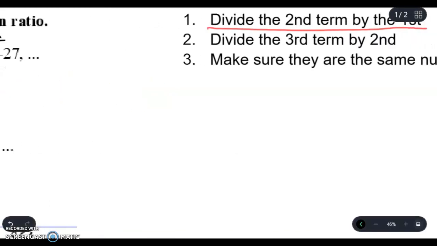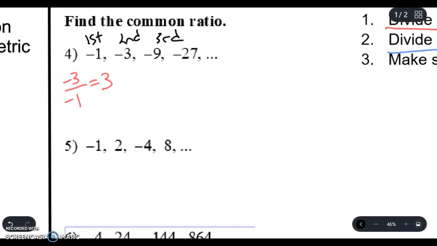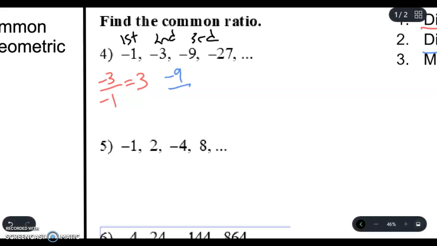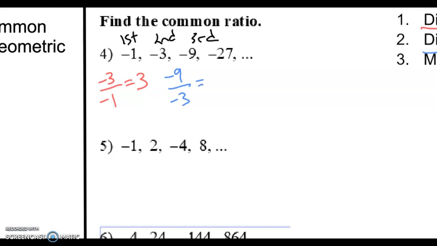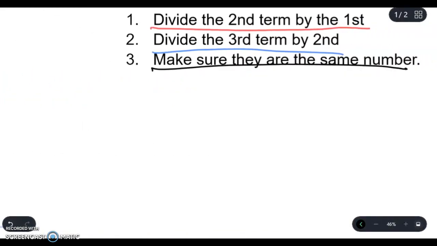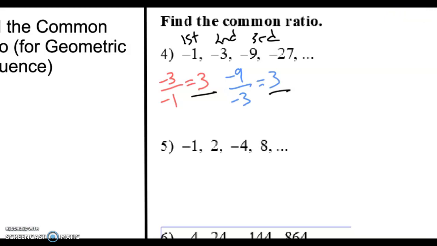All right, and then the next step is to divide the third term by the second. So we're going to take the negative 9 and divide it by negative 3. Two negatives here make a positive. 9 divided by 3 is 3. And then the third step, make sure you got the same number. And they're both the same. So this is a common ratio. What's going on is that the number is being multiplied by 3. And that's how you get each term in the sequence.